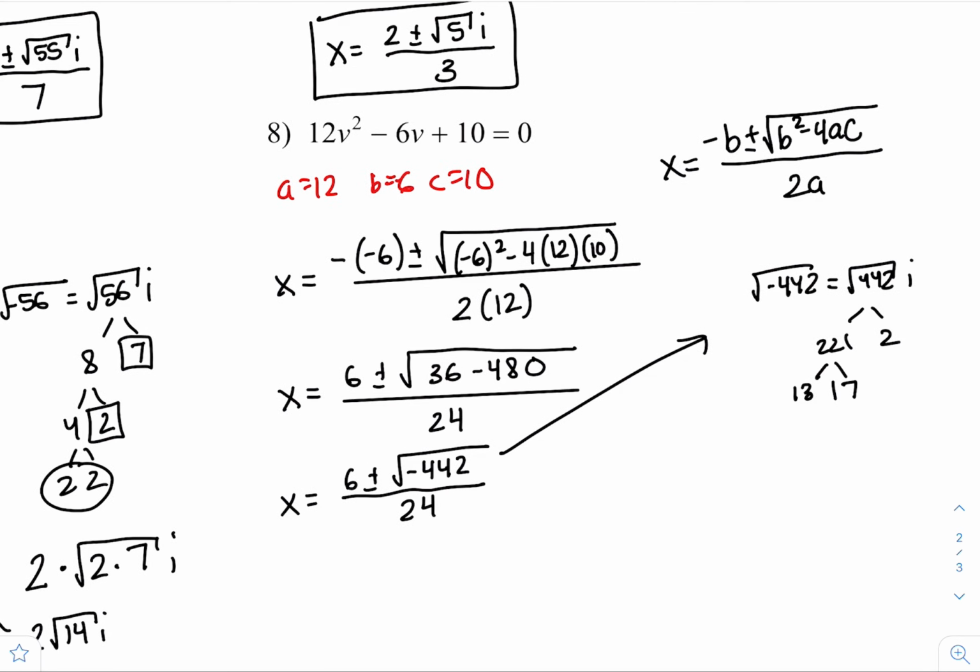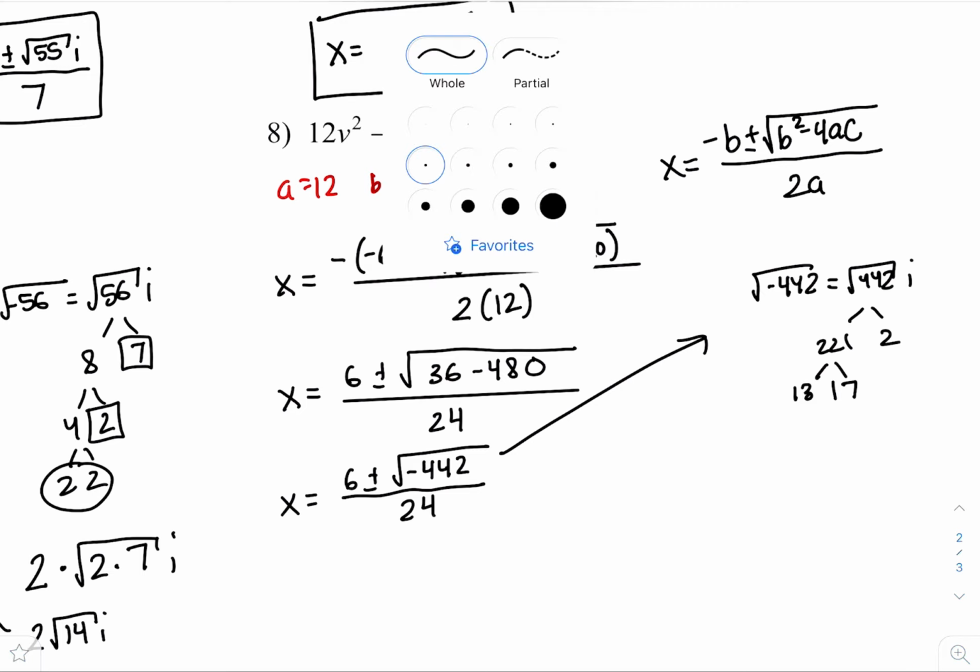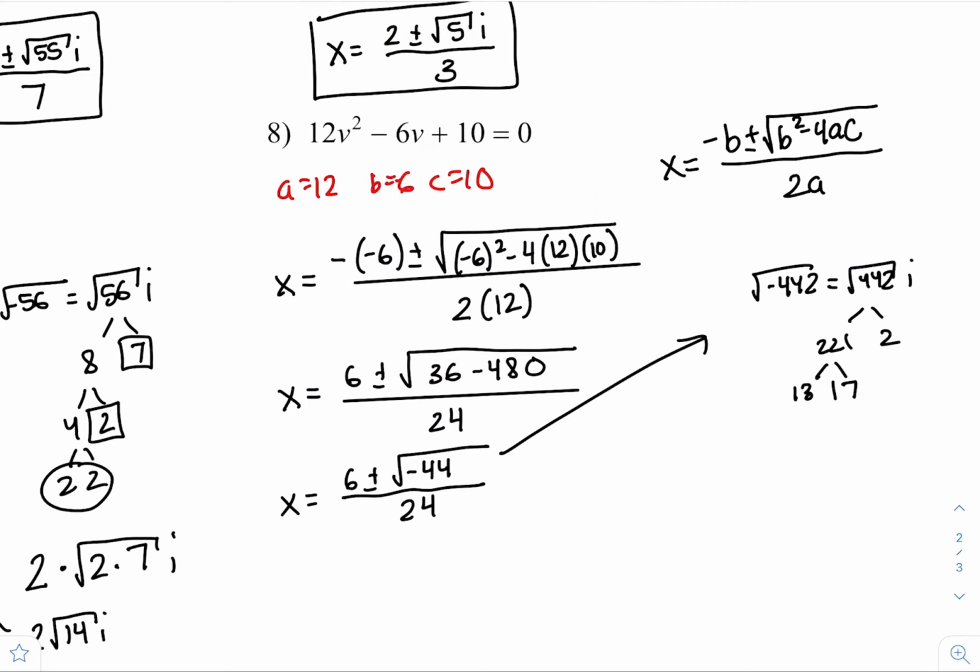Let me check my math real quick. 4 times 12 times 10. Yeah, 480. 36 minus 480. Oh, I'm sorry, you guys. It's not 442. It's 444. Good thing I always check answers. Actually, I don't always check. But good thing I checked there.